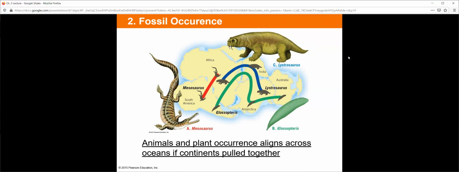The mesosaurs, shown there on the left, existed on the western side of Africa and the eastern side of South America, in the same rock layer that was also shared. Maybe that means something.